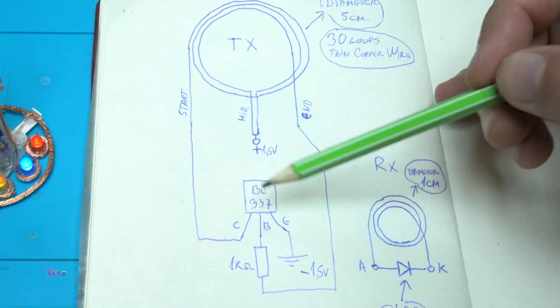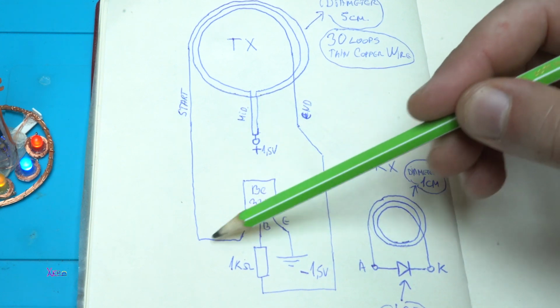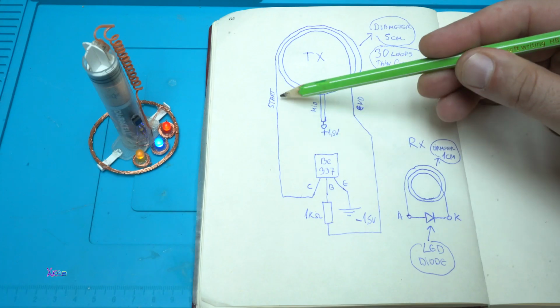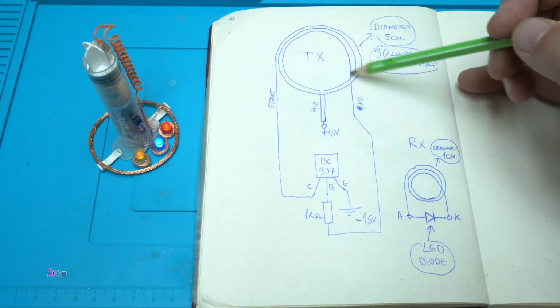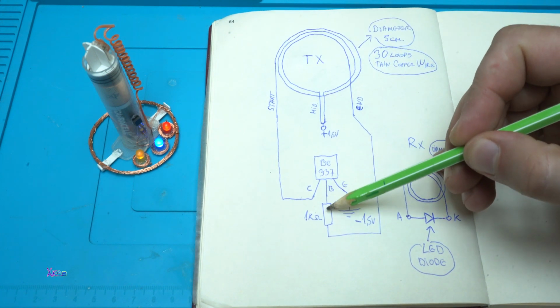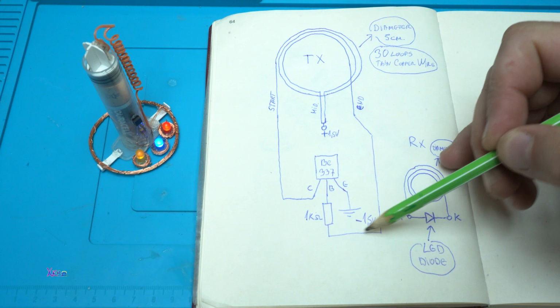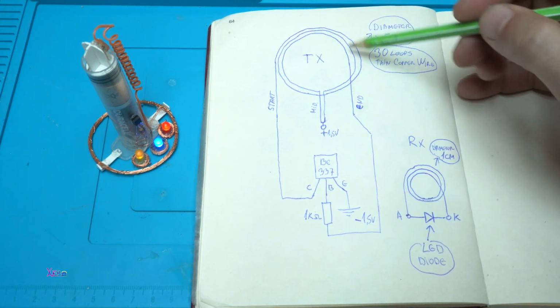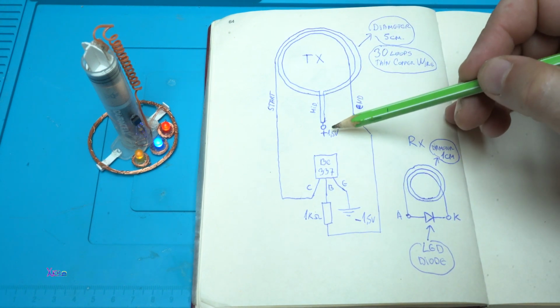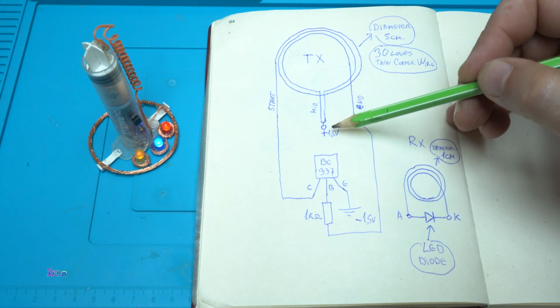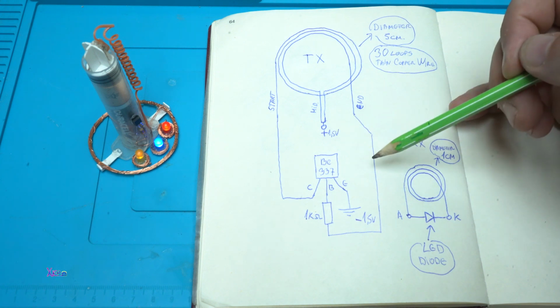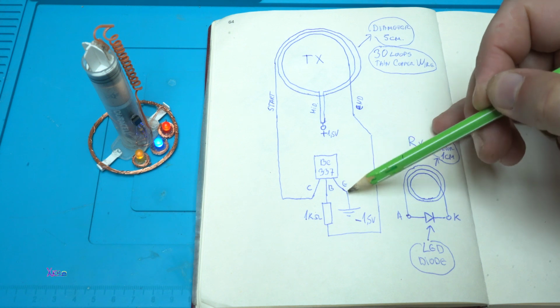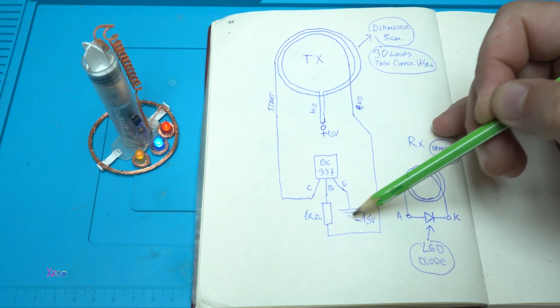And it have a collector, base, and emitter. The collector is directly connected with the start point of the coil. The base through 1 kilo-ohm resistor go to the end of the coil, and on middle we connect positive side of the battery, 1.5 volts. The emitter of the transistor, it's grounded.